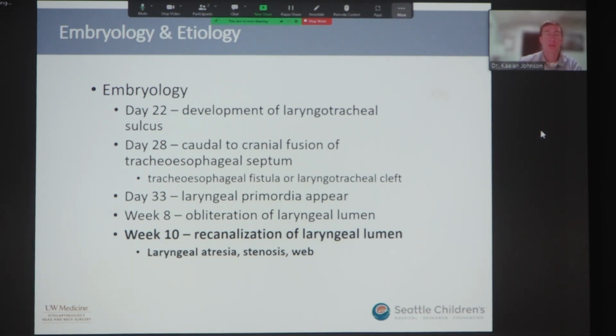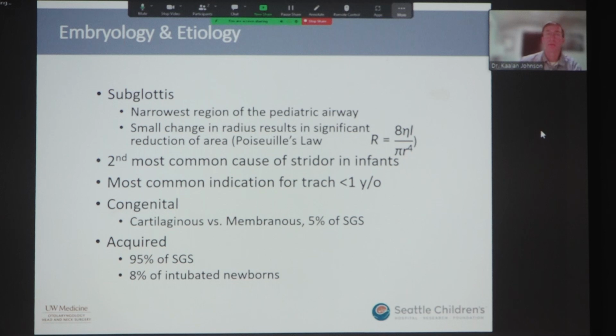But with embryology, it has also been already mentioned that week 10 is kind of that critical recanalization of the laryngeal lumen after it was obliterated previously. And a failure to do that results in laryngeal atresia, stenosis, or webs. The subglottis is the narrowest area of the pediatric airway. And we've heard about Poiseuille's law, where resistance is directly proportional to length and inversely proportional to radius to the fourth power.